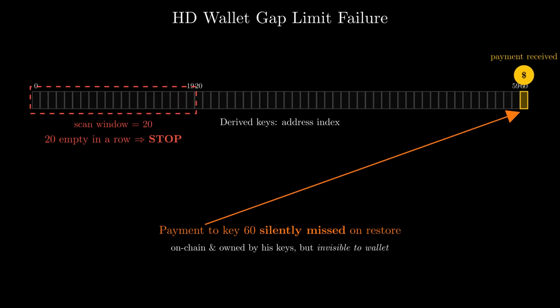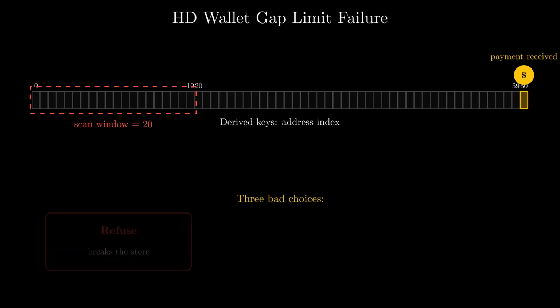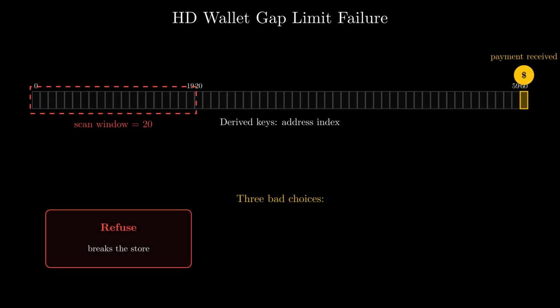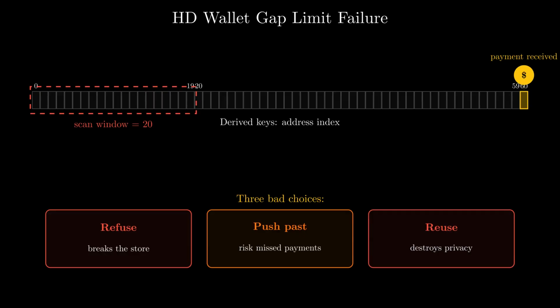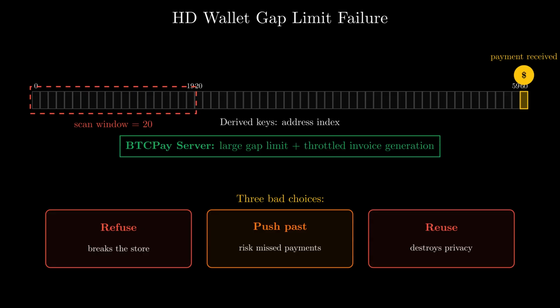3 choices: refuse to generate new addresses past the gap, breaking the store, push past it, and risk missed payments on restore, or reuse addresses, destroying privacy. BTCPay Server sidesteps this with large gap limits paired with throttled invoice generation, a tuned operational trade-off.